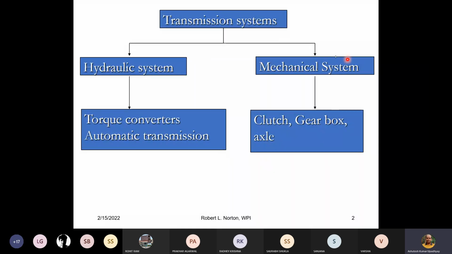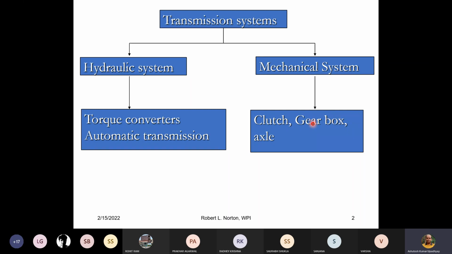Definitely the mechanical systems are the older ones. They contain a clutch, a gearbox, and an axle. You have to have this axle anywhere. The clutch and gearbox are the part of our mechanical system, and the manual transmissions, where you are shifting the gears, still contain this clutch and gearbox system. Now, as far as this gearbox is concerned, we will be talking a lot today about this gearbox system.